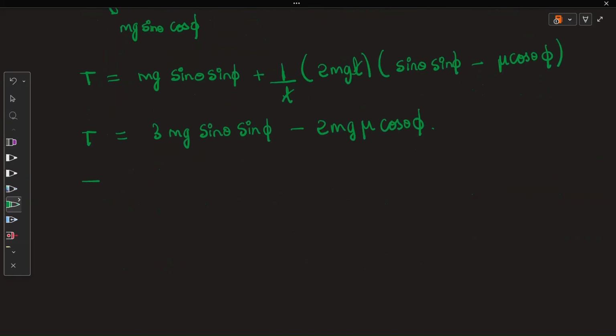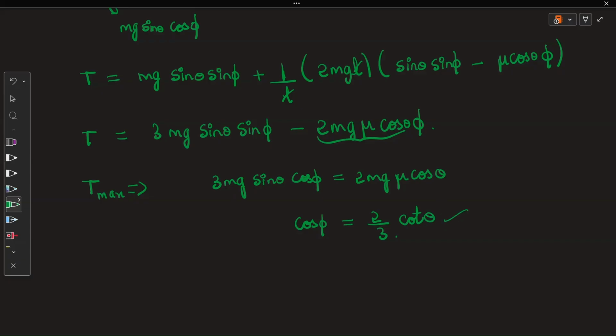T max here is, to find T max, we are differentiating it and putting it to 0. So 3 mg into sin theta cos phi, to differentiate the same function, this part would be remaining, which is equal to 0. So equal to 2 mg into mu cos theta. So what they actually want is cos phi is nothing but 2 by 3 into cot theta. This is the answer for the second part.